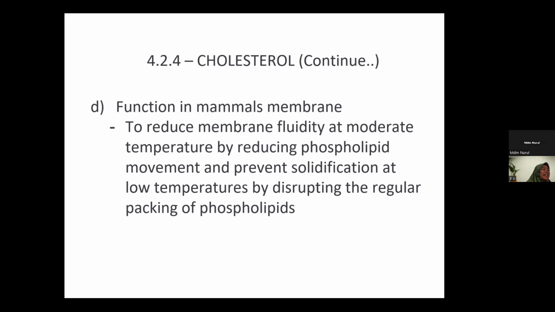Okay. Alright. Next, cholesterol. What is the function of cholesterol in the plasma membrane? What is its function? This one. To resist or to reduce membrane fluidity at moderate temperature. One. Okay, what does moderate temperature mean? Temperature. A medium temperature, or maybe slightly high.